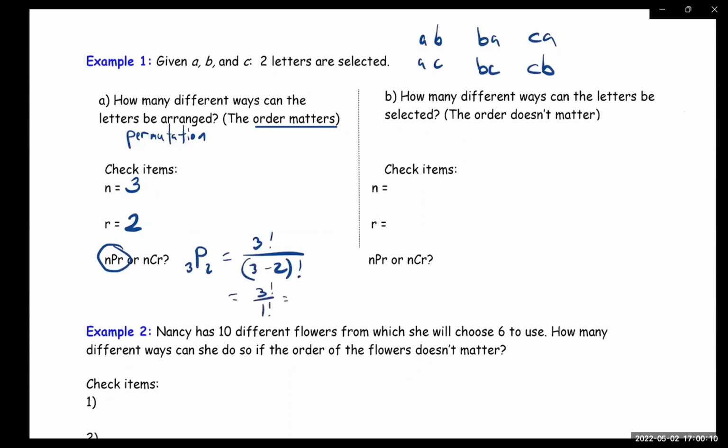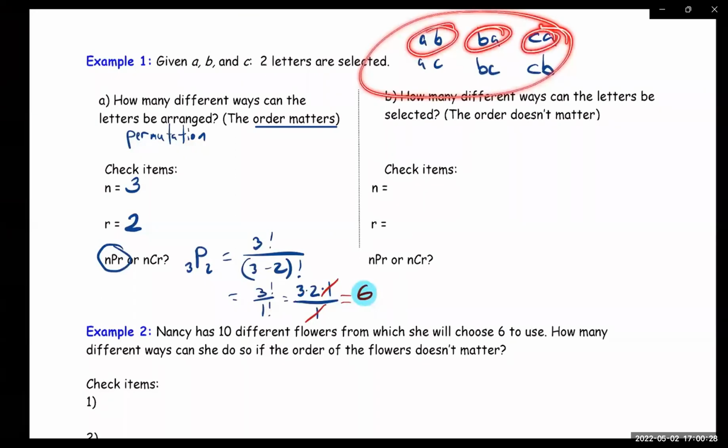This one's kind of easy because the numbers are small. 3 factorial is just 3 times 2 times 1. 1 factorial is just 1. You can cancel out the ones. The answer is 6. And that's exactly what we got, remember? 6 different ways: 1, 2, 3, 4, 5, 6. Cool, so we did it right.